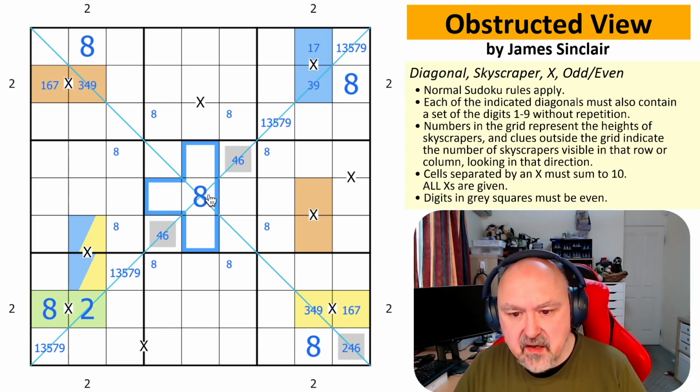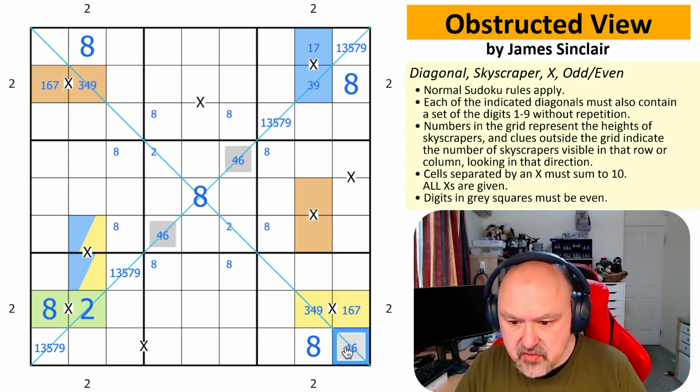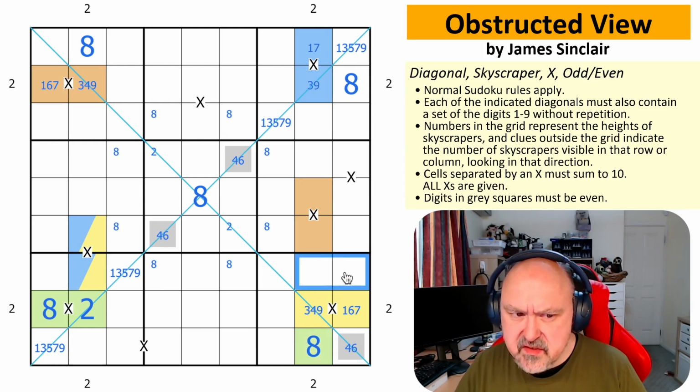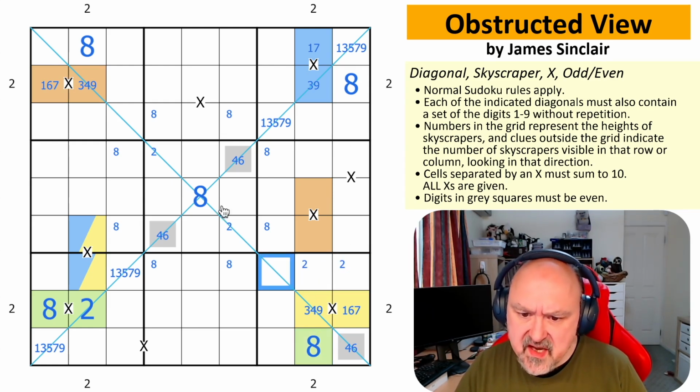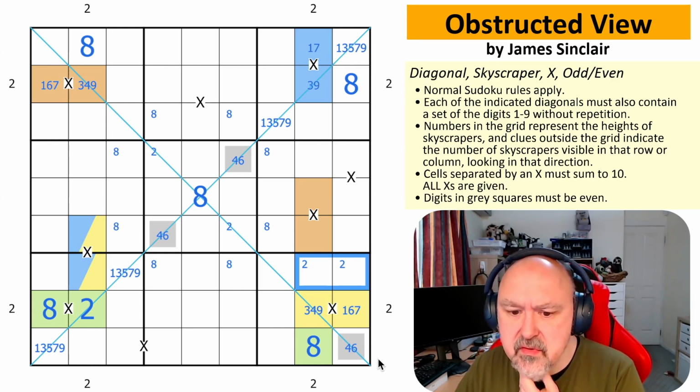Two can't go next to 8. 2 is on this diagonal, which means that's not 2. Eight is green, so let's mark that up. So green 2 is in one of those two because it can't go on this diagonal, it can't go in this row, and it can't go here because it would be next to the 8. 2 is in one of those two.